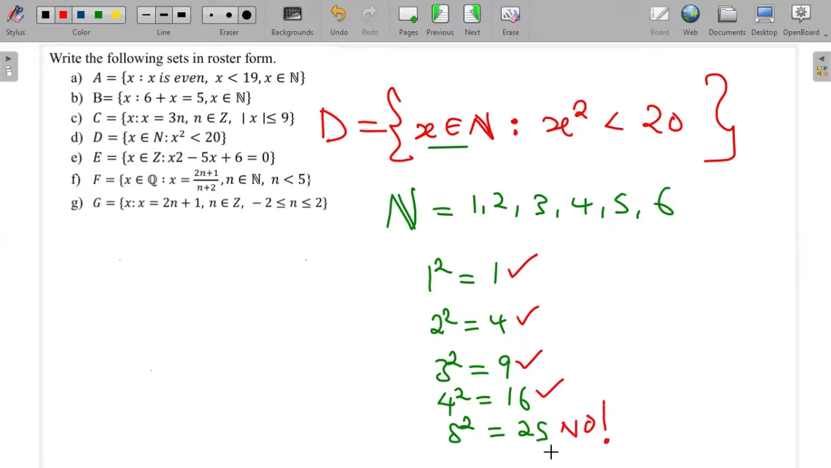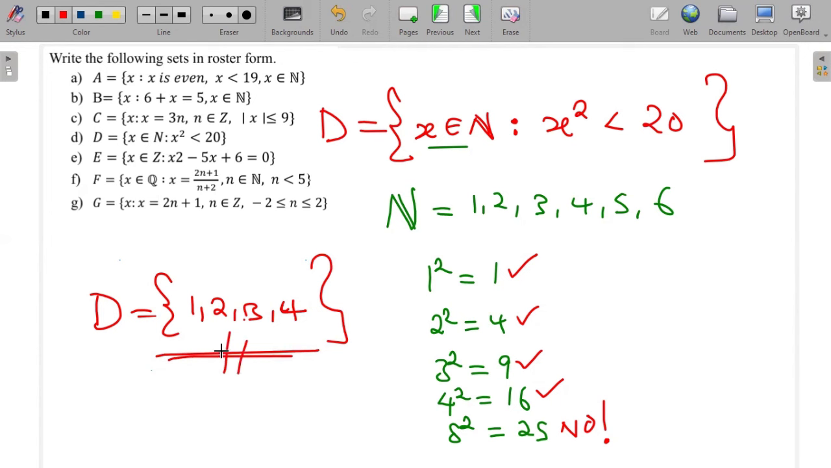Okay, so it means that we've found our set D. Our set D is just going to contain those numbers such that when we square them, what we get is actually less than 20. So it means that my set D is going to be 1, 2, 3, okay, and then 4. So this is my set D here. Okay, as simple as that. Okay, so just follow the description and then you'll be okay.